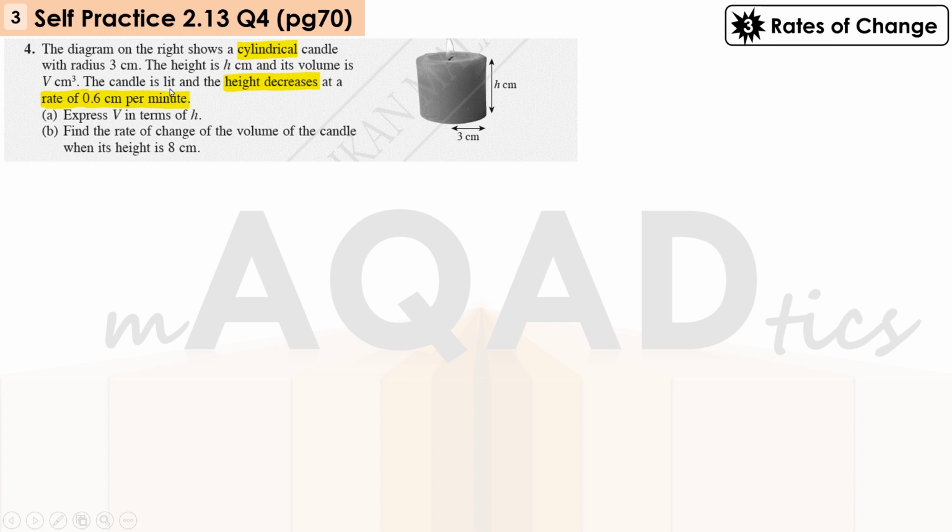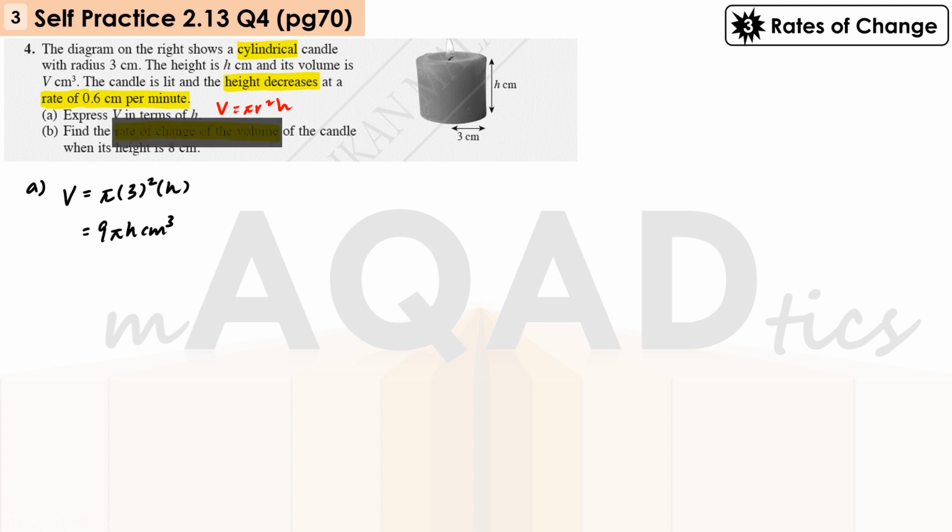Right? So for the first question, we need to express the volume in terms of h. Right? So we can use the volume of cylinder formula, which is V equals pi r squared h to help us find the volume. Okay, so we can use pi, r would be 3, okay, and h. So here our volume is 9 pi h cm cubed.